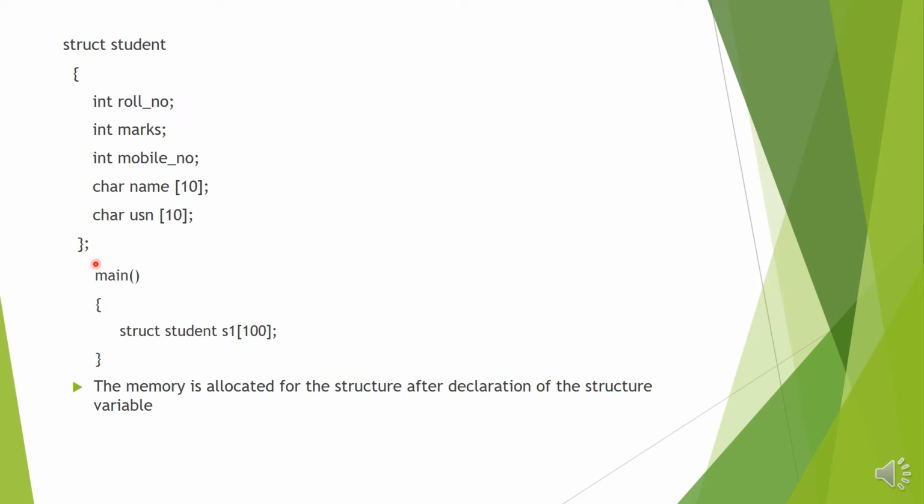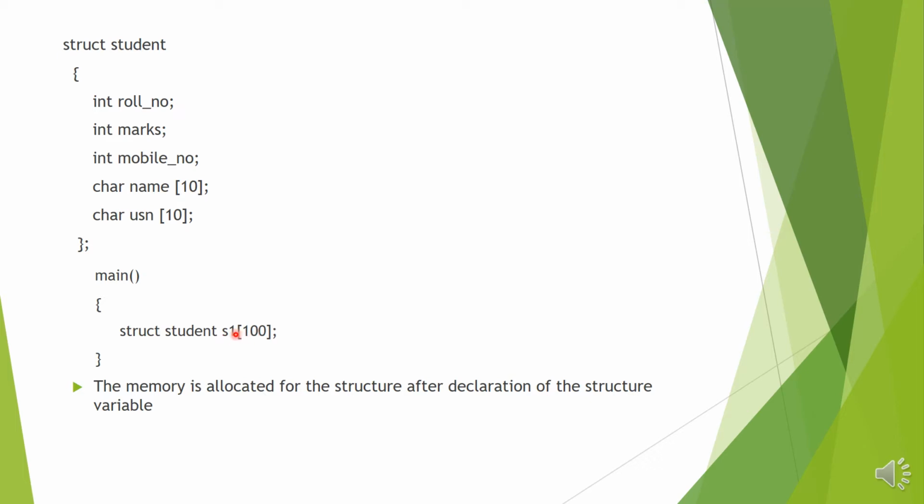Once you create the structure, it is not the end; we have to define this structure in the main. In the main we can define the structure like this: start with the keyword struct, then write the name of the structure, that is student. Then we create the variable named S1, and for S1 we write 100. Here S1 is a variable of structure student, and the 100 indicates this variable can hold 100 student details.